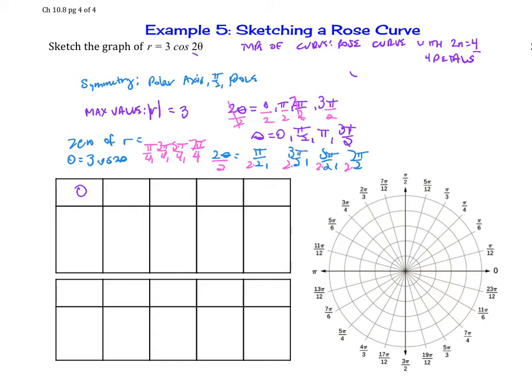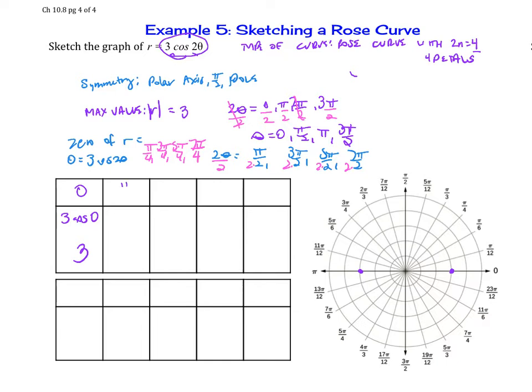So let's start at 0. We're looking at 3 cosine of 2 theta. So 3 cosine of 2 times 0, which is just 0, that's going to be 3. So I know it's going to be 1, 2, 3 here. And then because we know it's already symmetric on the polar axis, it's going to also go on this side. It's also symmetric across the pi over 2, so it's going to go on the other side.